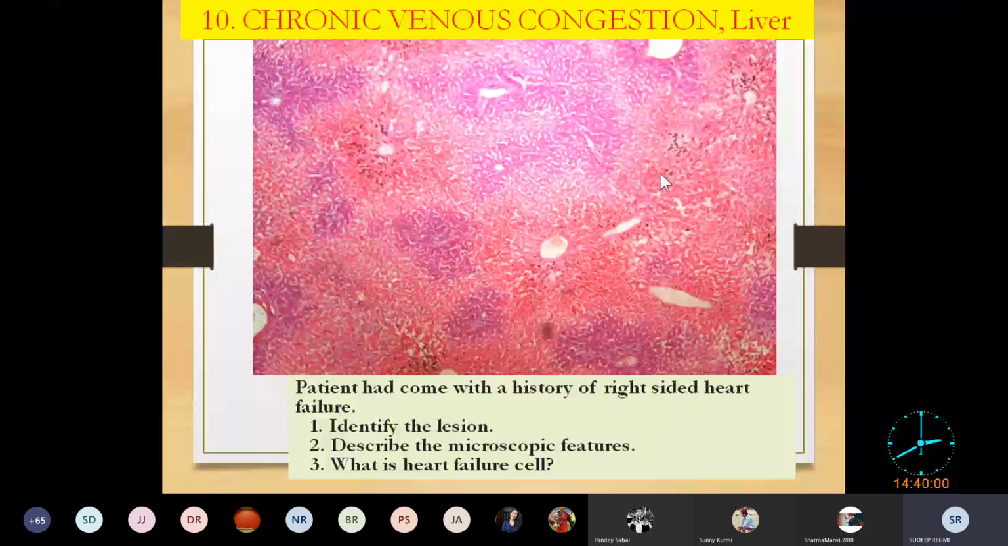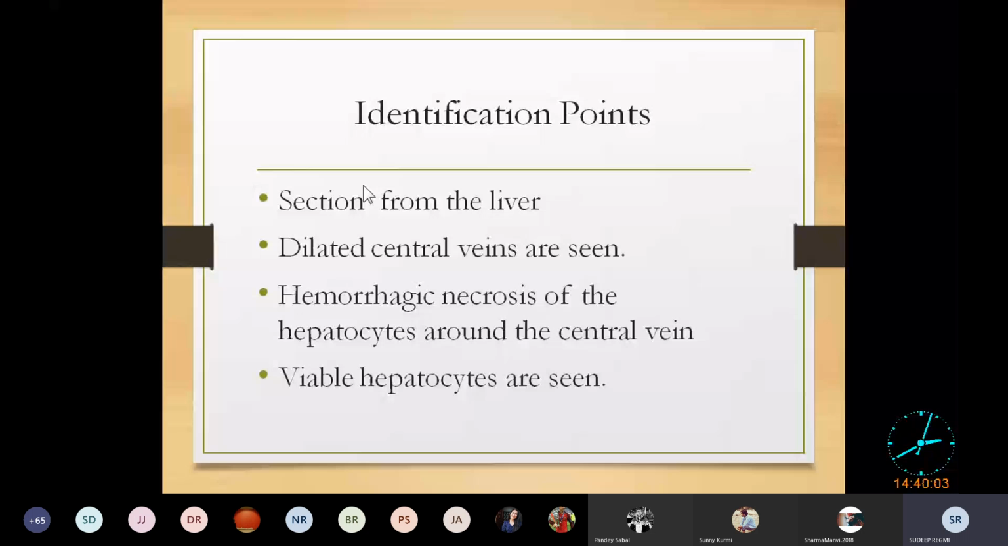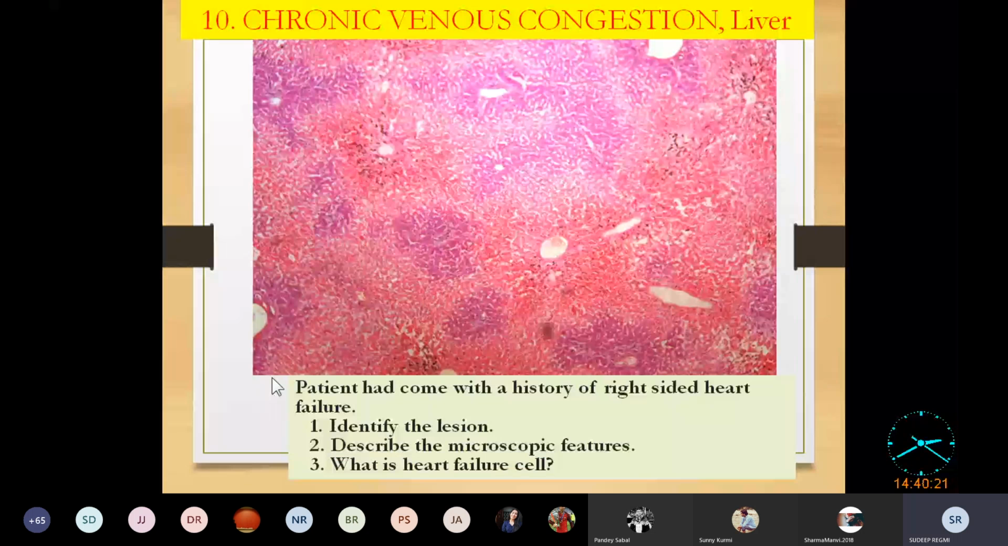So here we can say that this is a section from the liver where dilated central veins are seen, and hemorrhagic necrosis of the hepatocytes around the central vein is seen, and in between there are viable hepatocytes also. There is hemorrhagic necrosis. This is a chronic venous congestion of the liver.